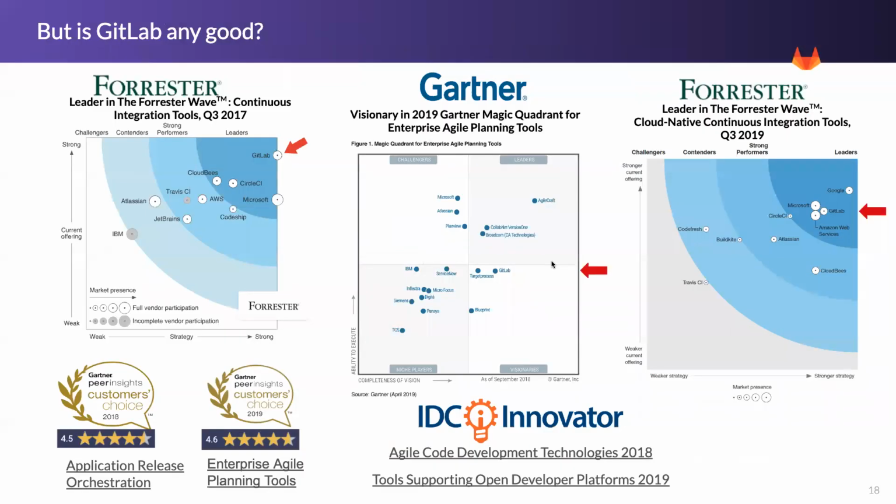All right, so I think this is the last slide. This is what analysts think about GitLab. As you see in the Forrester report, we were named a leader in 2017 and 2019, a very recent report.